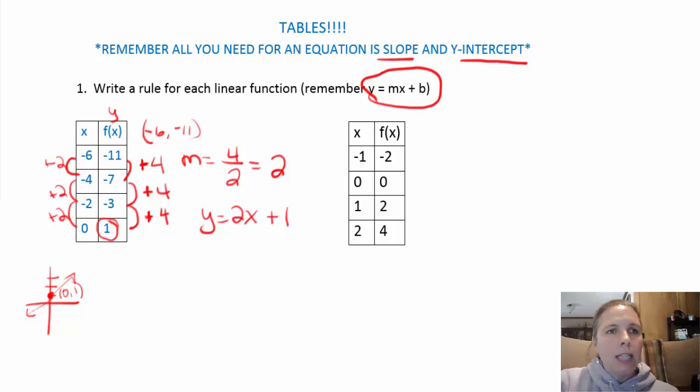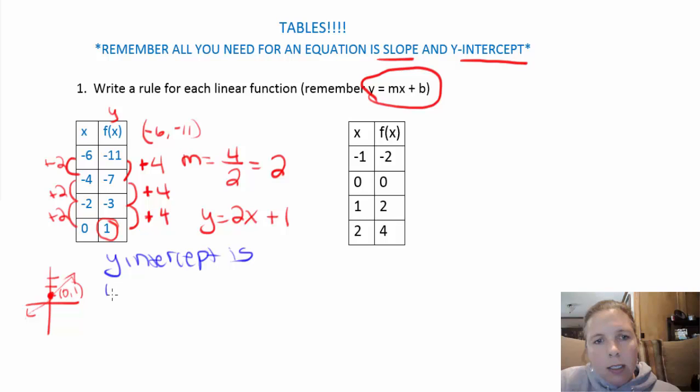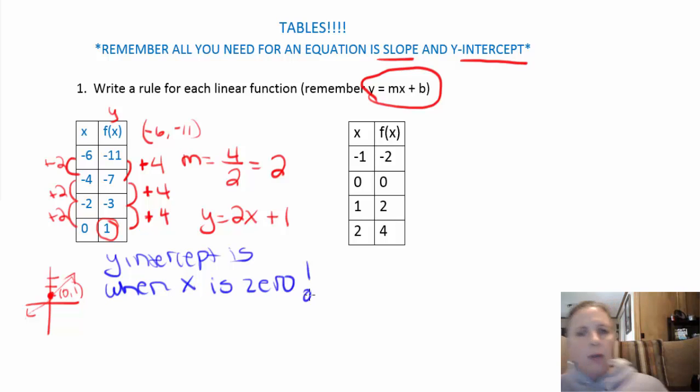So let me write that down so you guys can remember. Y-intercept is when x is 0. All right? All the ones we'll have this year will have the 0 in there, so you don't have to do it if the 0 isn't there with the x.